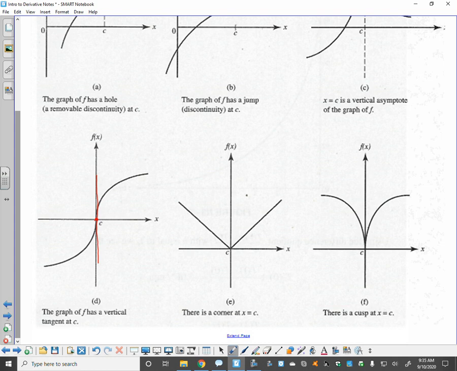And then there's this new one called a cusp, and it looks exactly like what you see. We're going to see a couple of functions that do that. You are not expected to know what functions do that, so don't worry that it's not in your memory bank of functions. Just know that you cannot take a derivative at a cusp, at a sharp turn, at a vertical asymptote, or anywhere you are discontinuous.